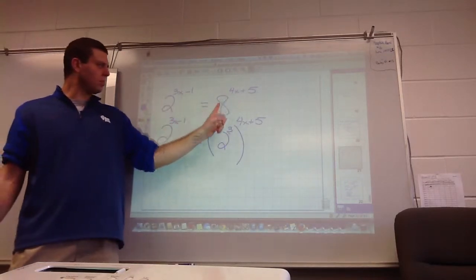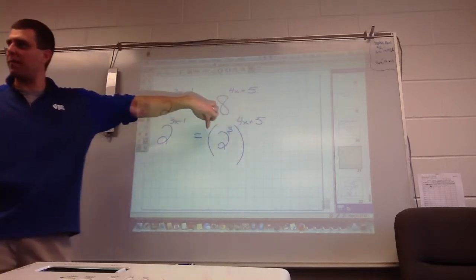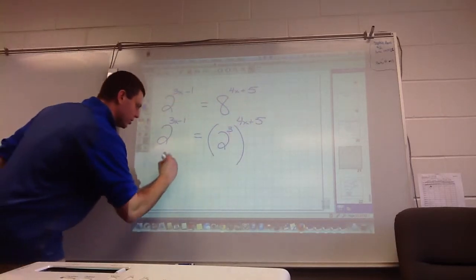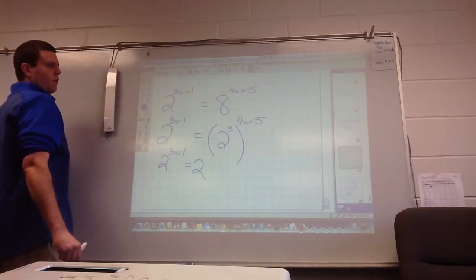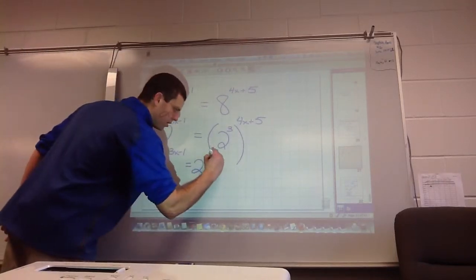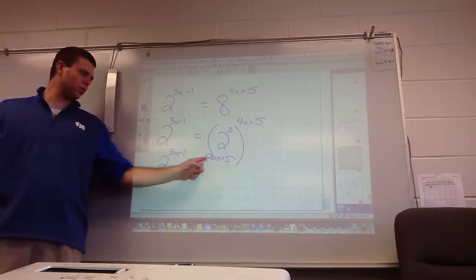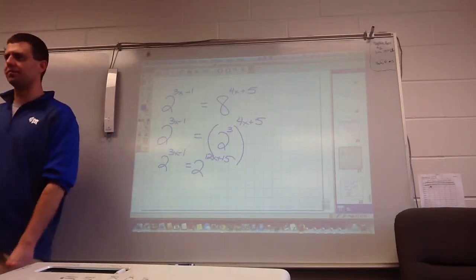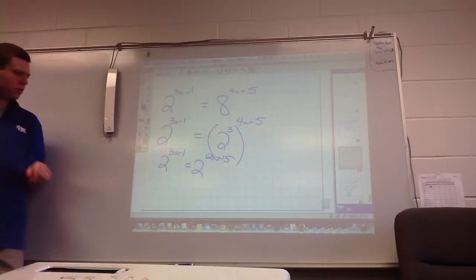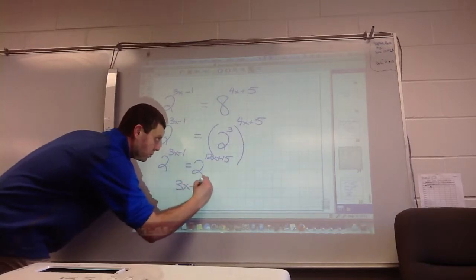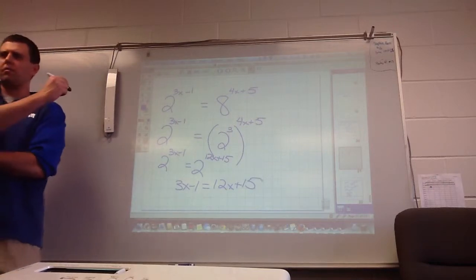So 8 could be rewritten as 2 to the third. Now, you have a power to a power. What do you do when you have a power to a power? Multiply. So I got 2 to the 3x minus 1 equals 2 to the what? 12x plus 15. So 2 to the 3x minus 1 equals 2 to the 12x plus 15. Now what can you do? Set the exponents equal to each other and solve. So 3x minus 1 equals 12x plus 15. I'm thinking you guys can probably finish that one.